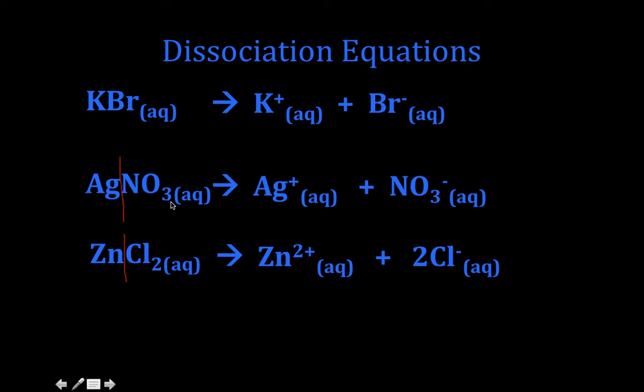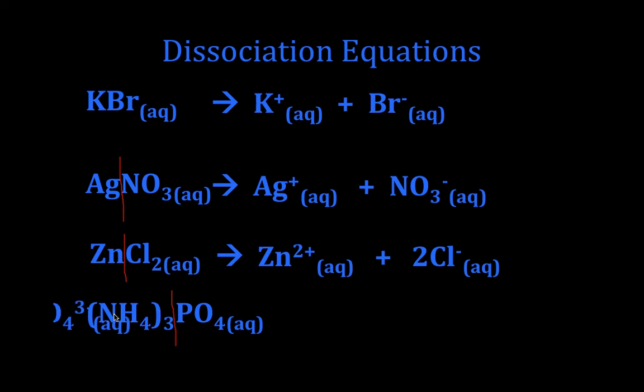Now in this case, that 3 doesn't become a coefficient because nitrate, NO3, is a team. This one's pretty easy to know where it splits because we've got the brackets. So when this splits, we're going to have a PO4 3 minus, and we're going to have 3 NH4 pluses. We can't split up what's inside the brackets.